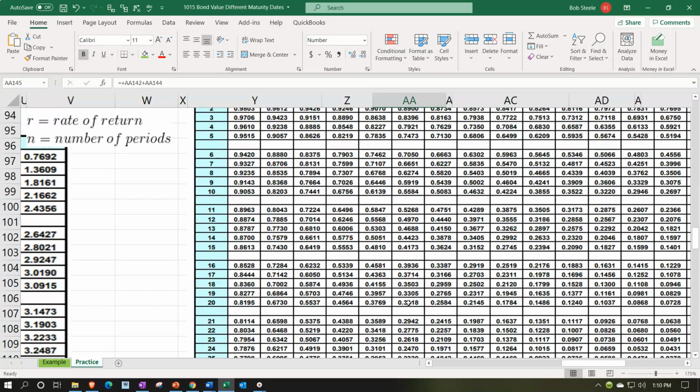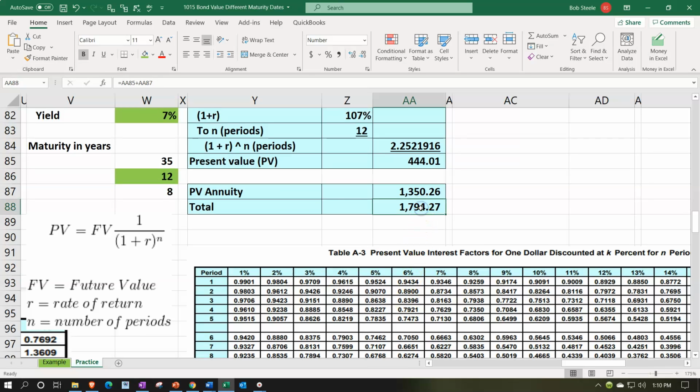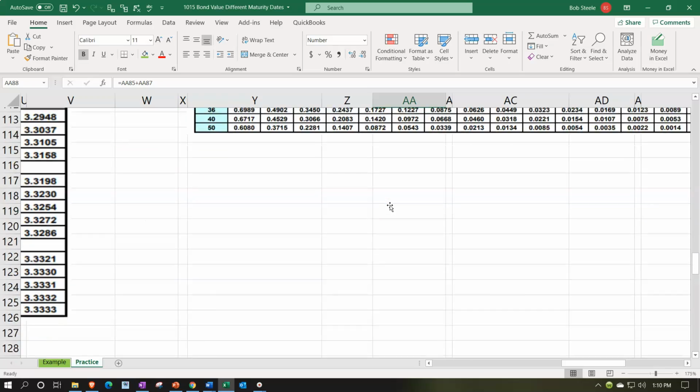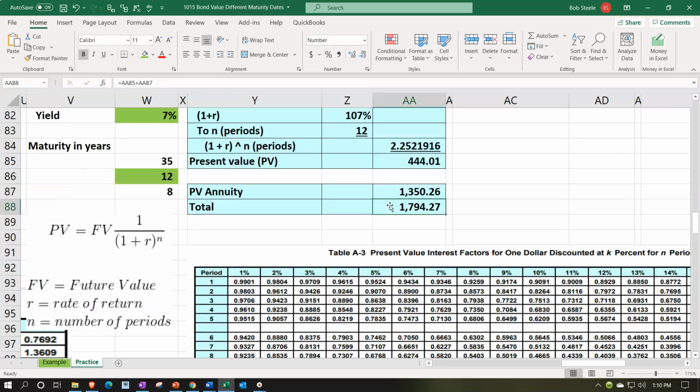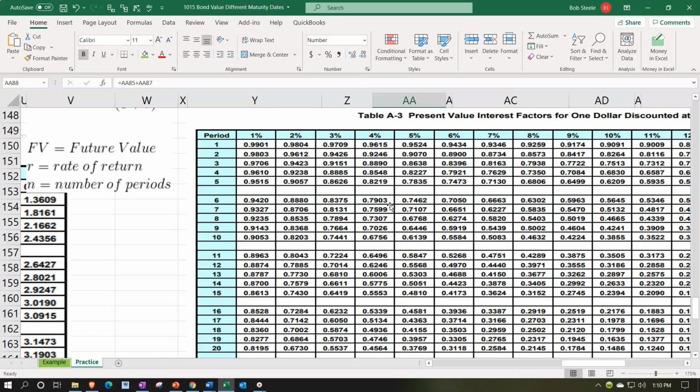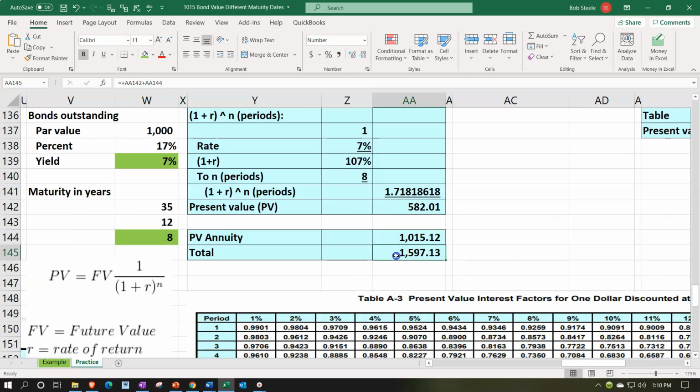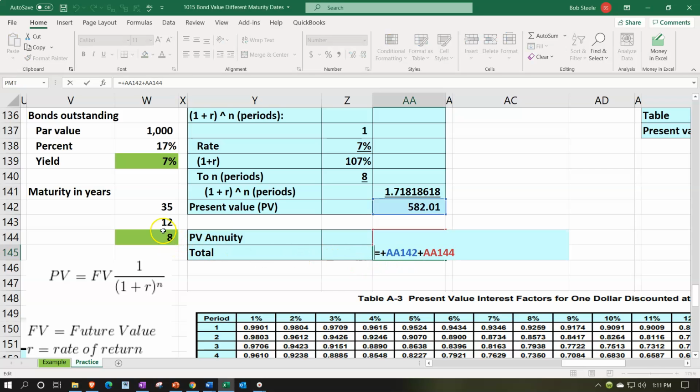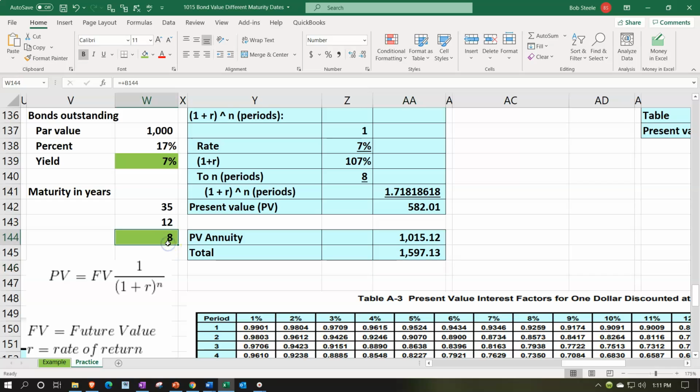You can kind of compare what's happening to the prior amount that we had when we had 12 periods. It was at 1794.24, 27 cents. And then now it's at 1597.13. So it's going down because, again, obviously we have less payments. We had 12 payments last time, and now we have 8 payments that are going to be going out into the future, and so on.